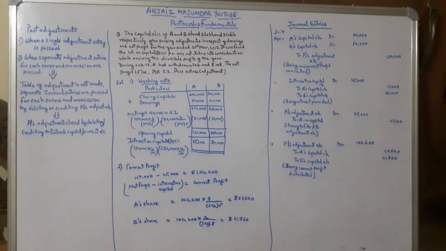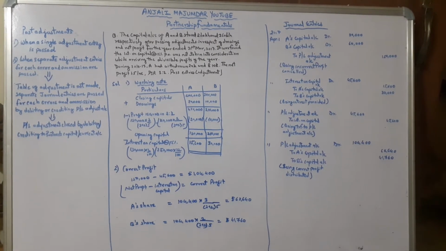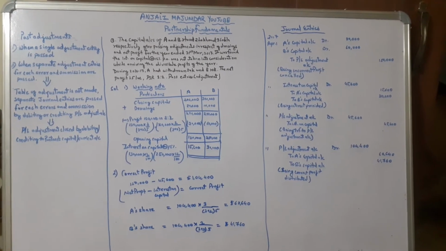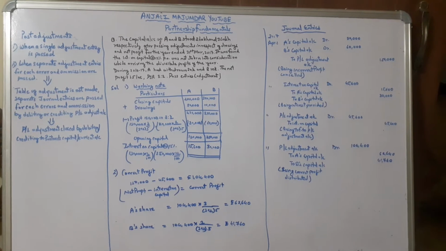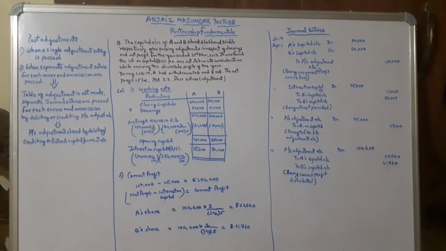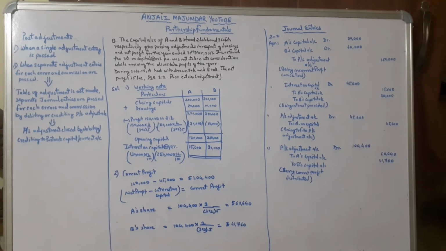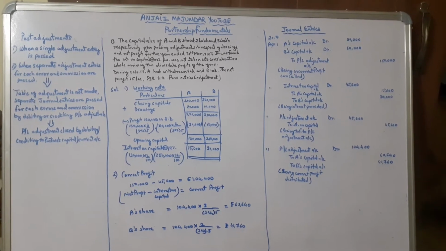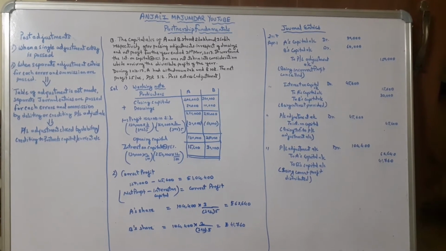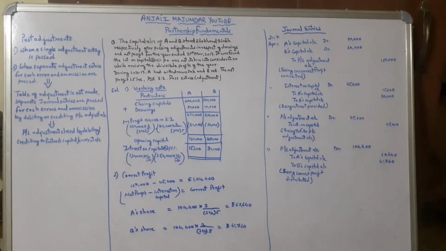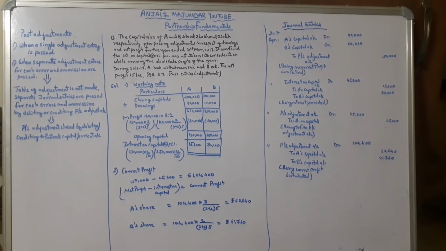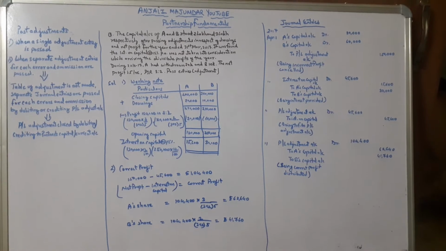The question says the capital of A and B stood at 2 lakh and 3 lakh respectively. Whenever the word respectively is given, always remember that the first figure belongs to the first person mentioned in the question. Like in this question, A is mentioned first, so the first figure belongs to A and the second figure belongs to the second partner. So A's capital is 2 lakh and B's capital is 3 lakh.